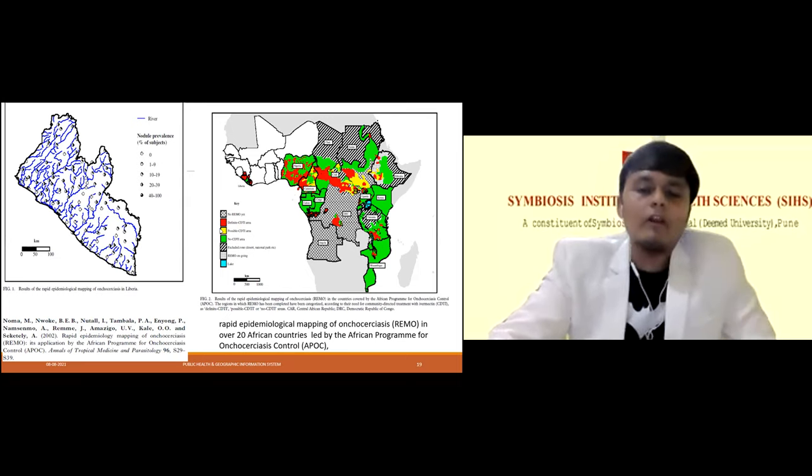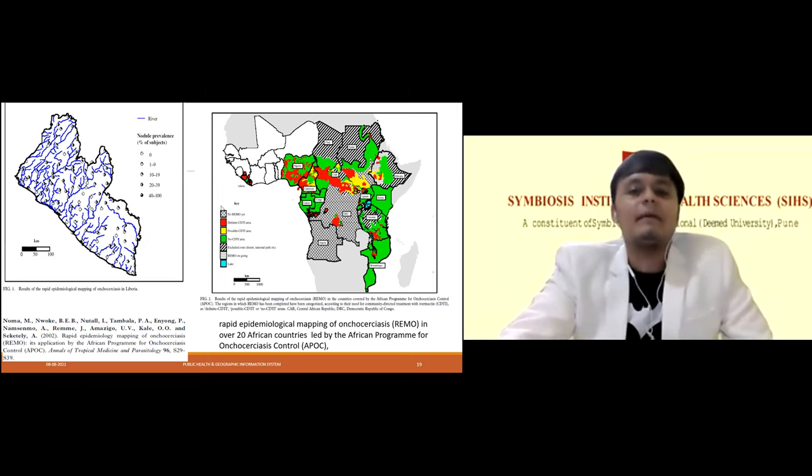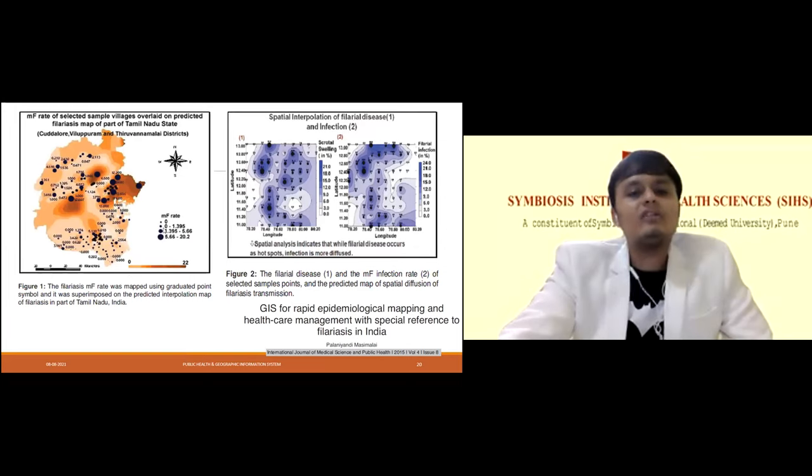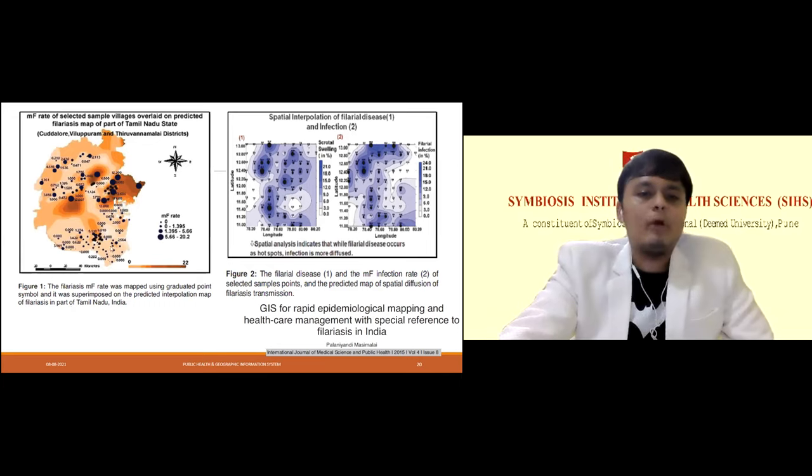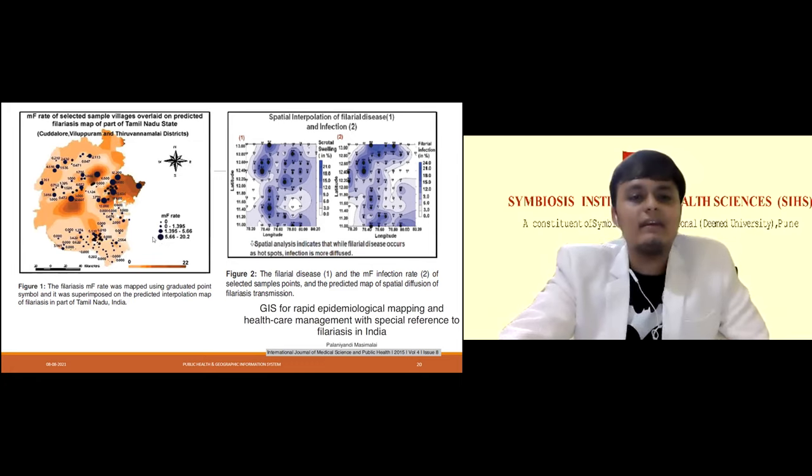Now this is one of the most important examples used by an Indian government, that is Tamil Nadu government. So first of all, it is also divided into three phases. So first of all, they have taken MF rate, that is microfilariasis rate or microfilariasis data, from selected sample villages from Cuddalore, Villupuram and Tiruvannamalai districts, which are districts in Tamil Nadu. And they have mapped using a graduated point symbol. As you can see this is known as graduated point symbol. So as the microfilariasis rate increases, the diameter of the graduated point symbol will also increase and it will become darker.